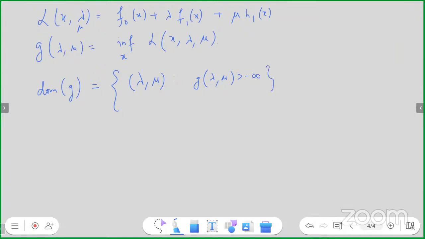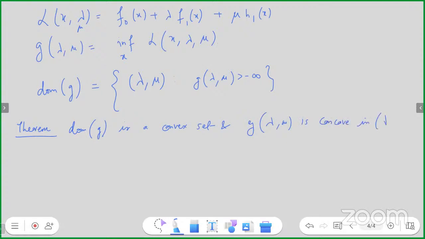Here, domain of G is a convex set and G of lambda mu is concave in lambda mu. Sorry? Are you giving me a proof? No, I'm just asking that it is the idea. No. First, at least absorb what is being said. Then we'll worry about the proof.